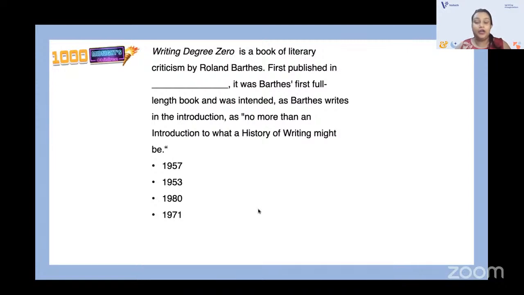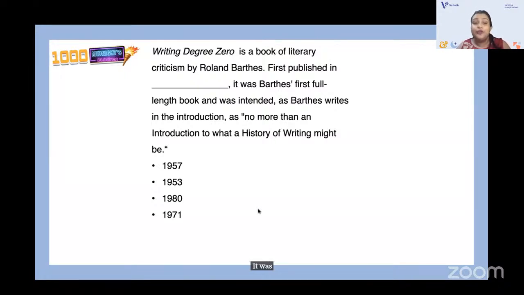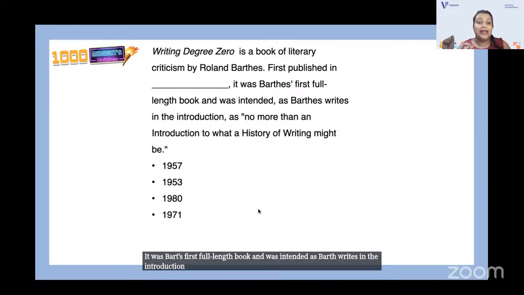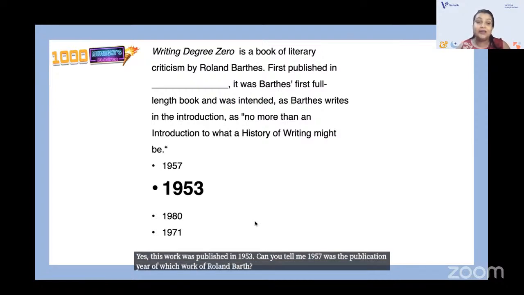Next, again a question of publication year. Writing Degree Zero is a book of literary criticism by Roland Barthes. First published in, it was Barthes' first full-length book and was intended, as Barthes writes in the introduction, as no more than an introduction to what a history of writing might be. Yes, this work was published in 1953. Can you tell me 1957 was the publication year of which work of Roland Barthes? Writing Degree Zero, 1953.